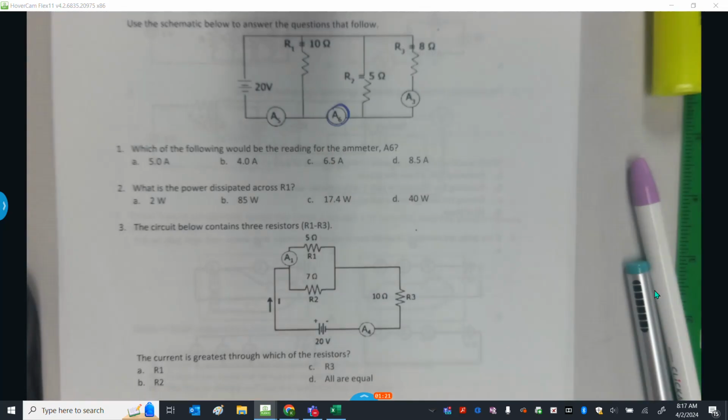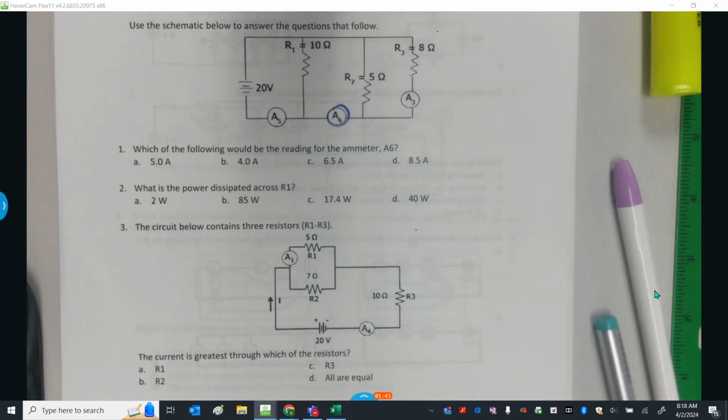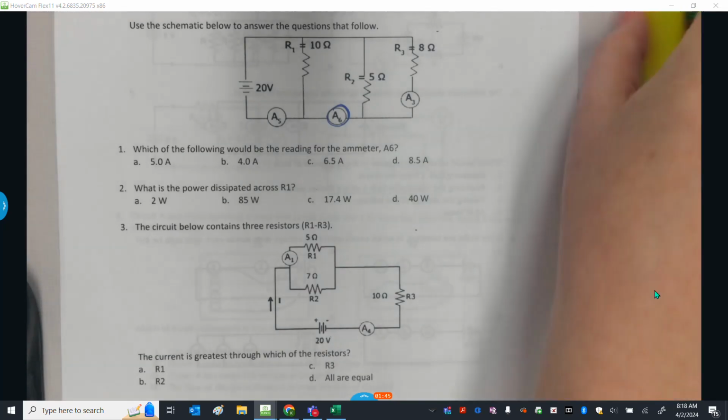Okay, and so an ammeter measures current. This is a parallel circuit. It has 3 resistors, each of them on their own loop. So it's not combination, it's parallel. But what we want to do anytime we have a parallel or a combination circuit is to color code those loops, because it can be helpful so that you can visualize and see what's going on.